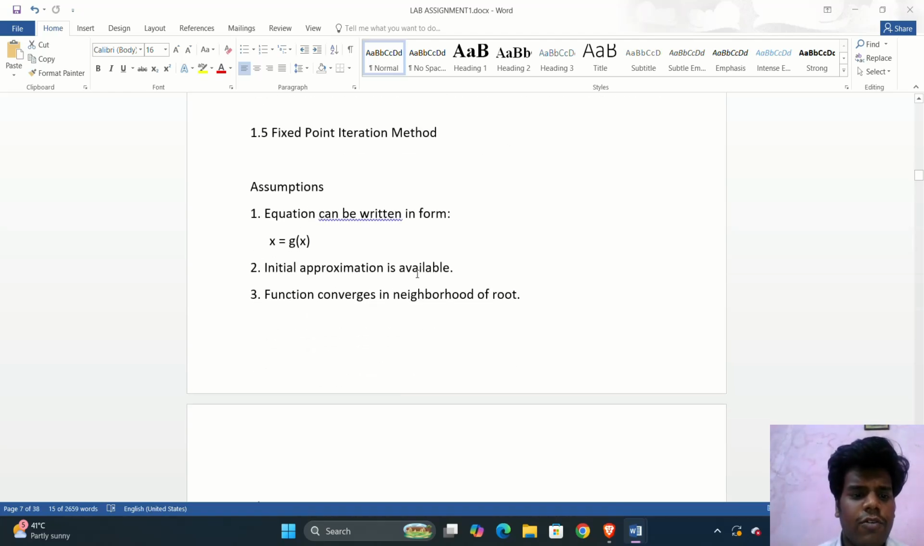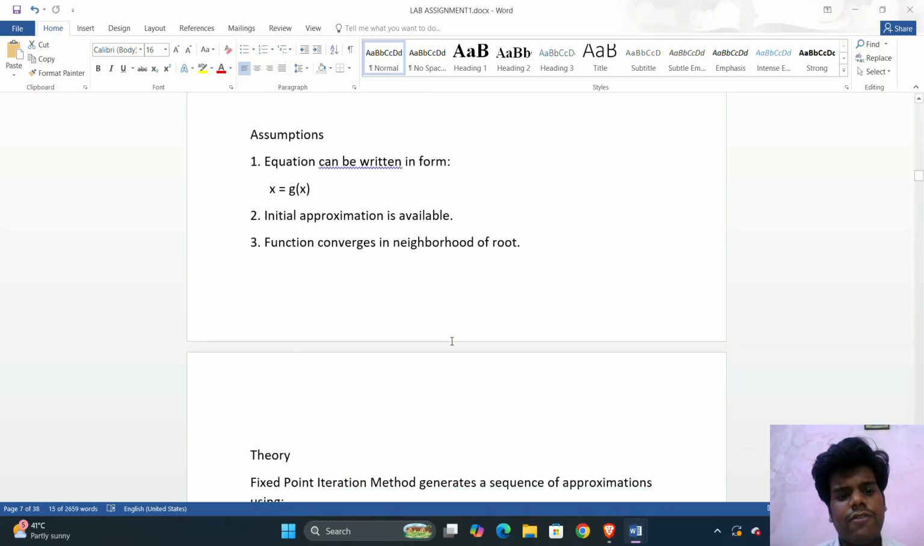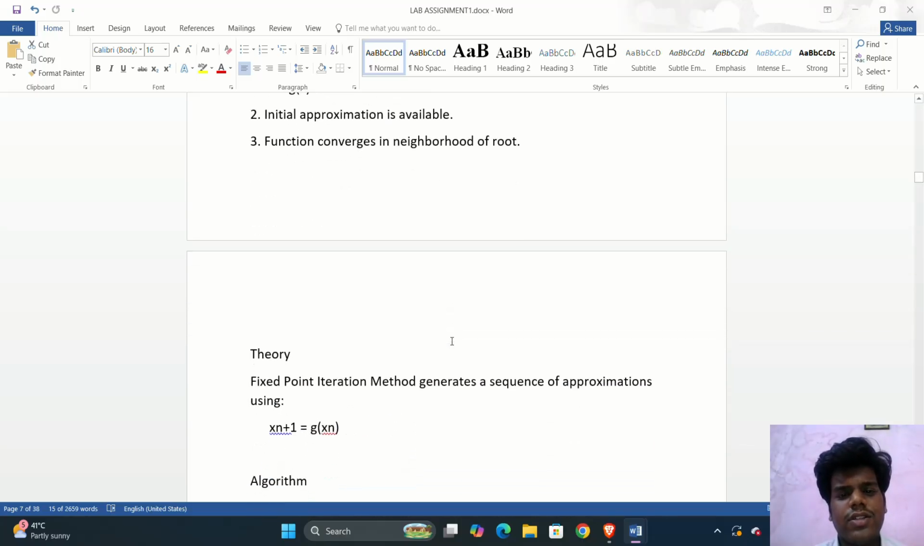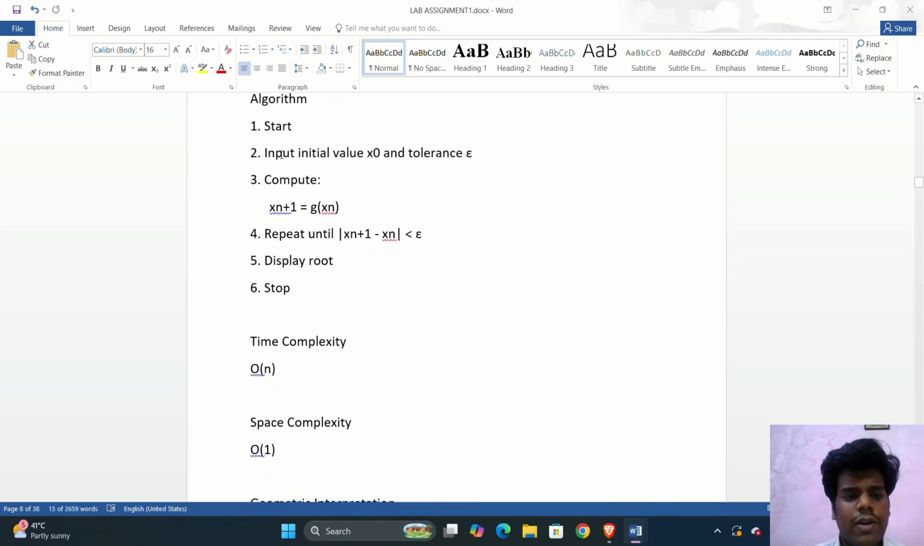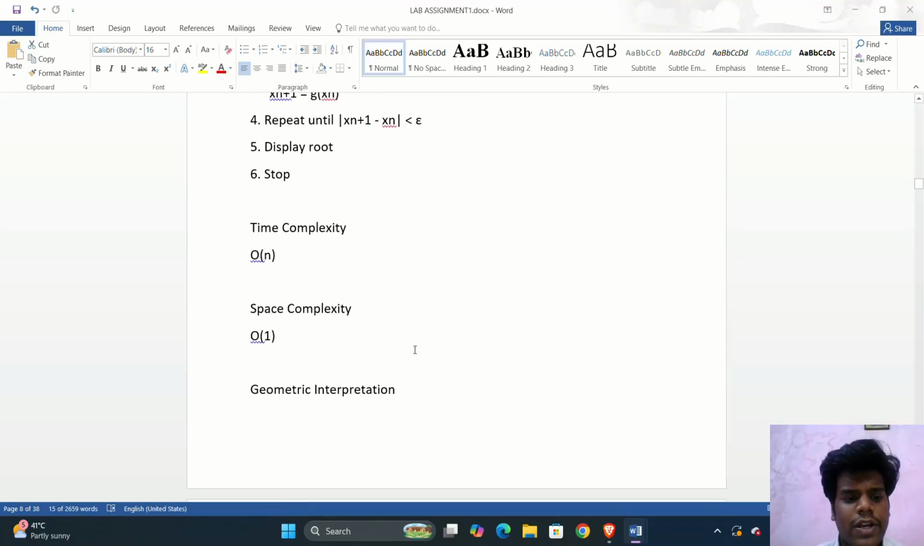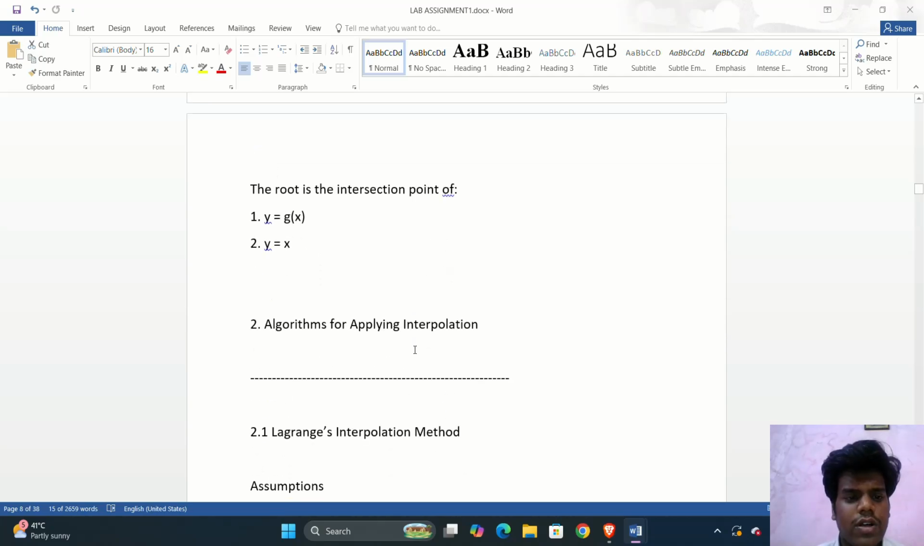Now we have the fixed point iteration method. The equation can be written in the form x equals g(x), the initial approximation is available, and the function converges. Now check the algorithm: start, input initial value x0 and tolerance e, compute x(n+1) equals g(xn). Repeat until x(n+1) minus xn is small, display the root, stop. Time complexity O(n), space complexity O(1). The root is the intersection point of y equals g(x) and y equals x.